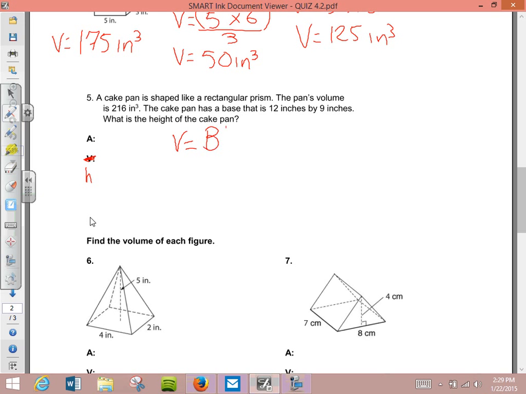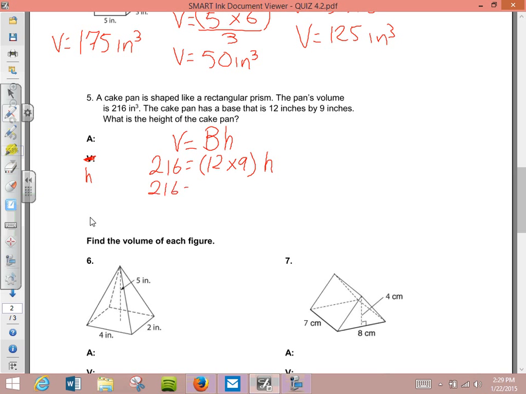What is the formula for the volume? Area of the base times the height. Do we know anything that we can fill in here? The volume, what is it? What else do we know? The base, right? And we know that it's length times width, so it'll be 12 times 9. What don't we know? Does that look like an algebraic equation? We've done it before. So let's solve for that first.